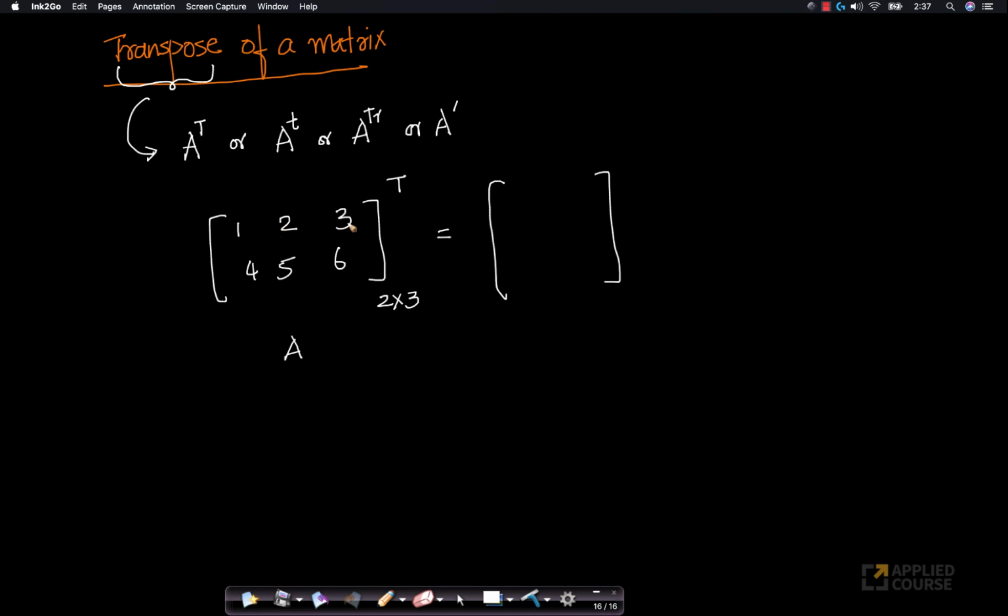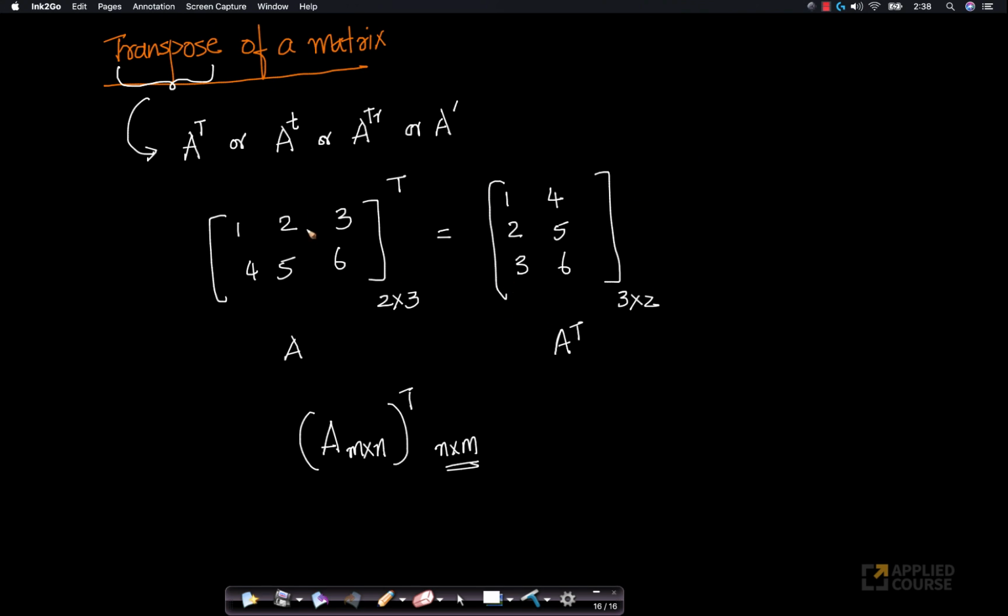So now, if this matrix is A transpose, what are we doing here? We are taking this first row and writing it as the first column. We are taking the second row and writing it as the second column. So a matrix of size 2 cross 3 becomes a matrix of size 3 rows and 2 columns. In a nutshell, if you have a matrix A of size m cross n, the transpose of this matrix would be of size n cross m, because you're literally converting each of these rows into a column.